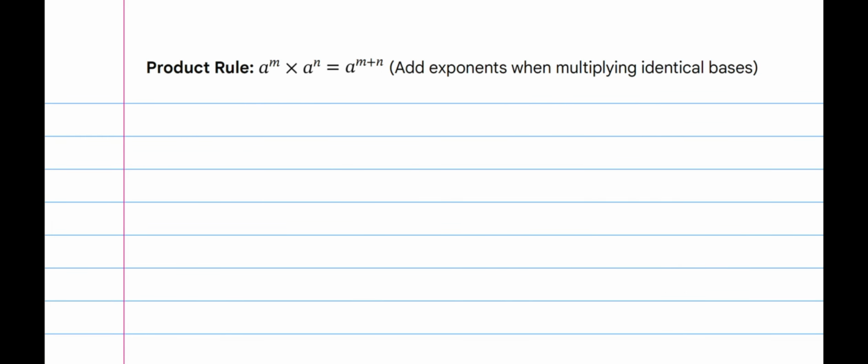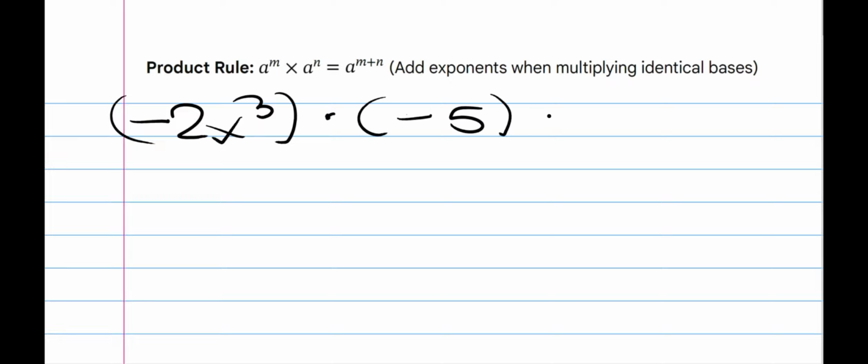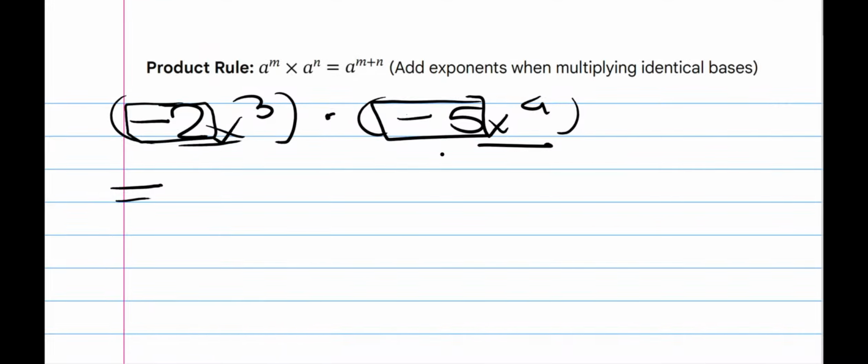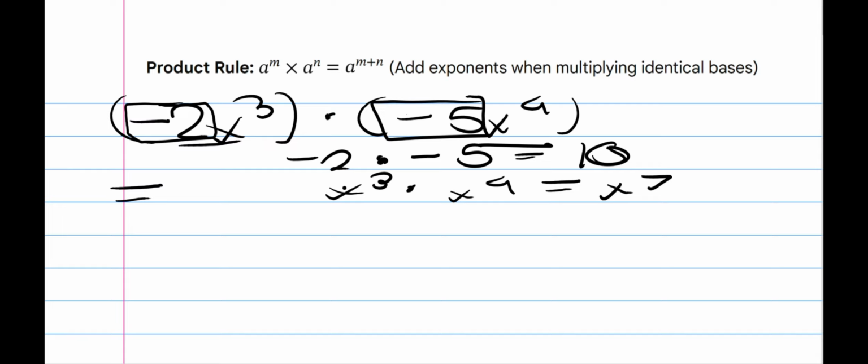Next example would be negative 2x cubed times negative 5x to the power 4. As we can see, we have the same variable, the same base, but different coefficients. If you multiply negative 2 and negative 5, you would get positive 10, right? And if you multiply x to the power of 3 by x to the power of 4, we would get x to the power 7. The final outcome would be 10x to the power 7. That's your final answer. And moving on, we'll go to the quotient rule.